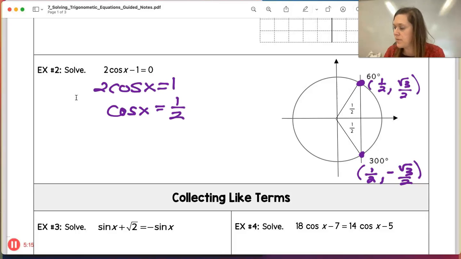So what is 60 degrees? Well, 60 degrees is pi over 3. 300 degrees. Remember how to convert? Let's do that quick refresher. Divided by 180, multiply by pi. So that's 5 pi over 3.